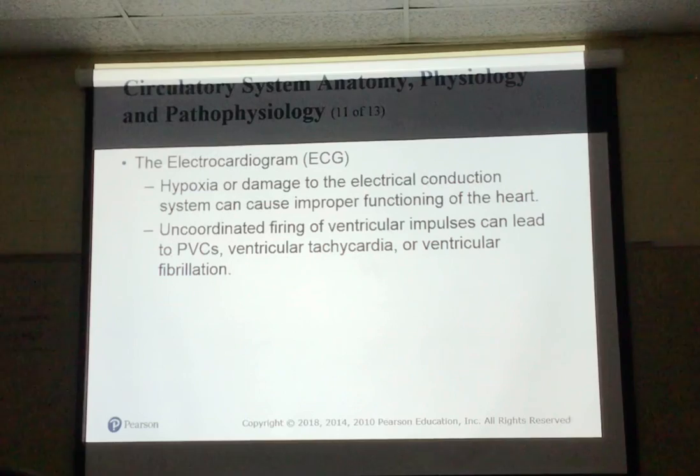All right, the heart muscle can become hypoxic, be injured, or die. The electrical conduction system can also be damaged or disturbed and cause the improper functioning of the heart. Sometimes these conditions produce an irritability of the heart that causes the uncoordinated firing of electrical ventricular impulses called premature ventricular contractions, also called PVCs. When these PVCs occur in succession, they can produce ventricular tachycardia, which displays on an EKG as steep peaks and valleys that are close together. If left untreated, it can degenerate into VFib.